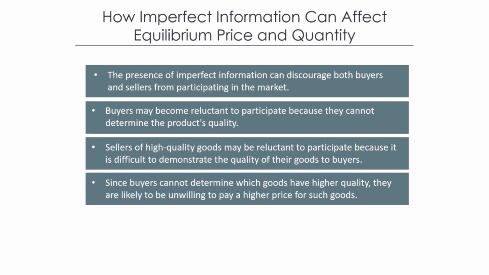So imperfect information influences market efficiency by affecting buyer confidence, reducing demand for higher priced goods, and impacting seller participation. This imbalance influences both the equilibrium price and the quantity transacted in the market. So imperfect information can affect the equilibrium price and quantity in the market in many ways.